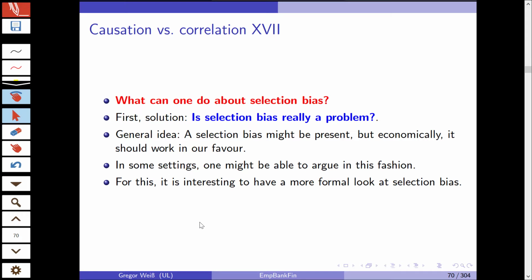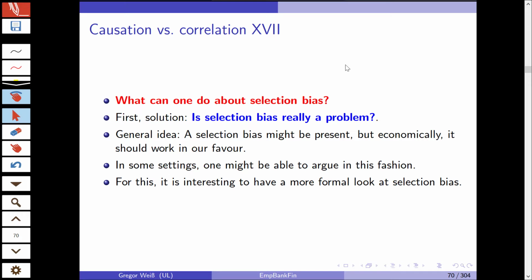In some settings, one might be able to argue in this fashion. Actually, it could also be the other way around, that you argue that the selection bias might decrease the effect, but the effect you are showing is actually positive and still positively statistically significant. So it might be that the selection bias decreases the result you're finding, but it's okay, it's still statistically significant. So you need economic reasoning. You can argue that selection bias is not a problem. In some settings, you might be able to argue in this fashion.